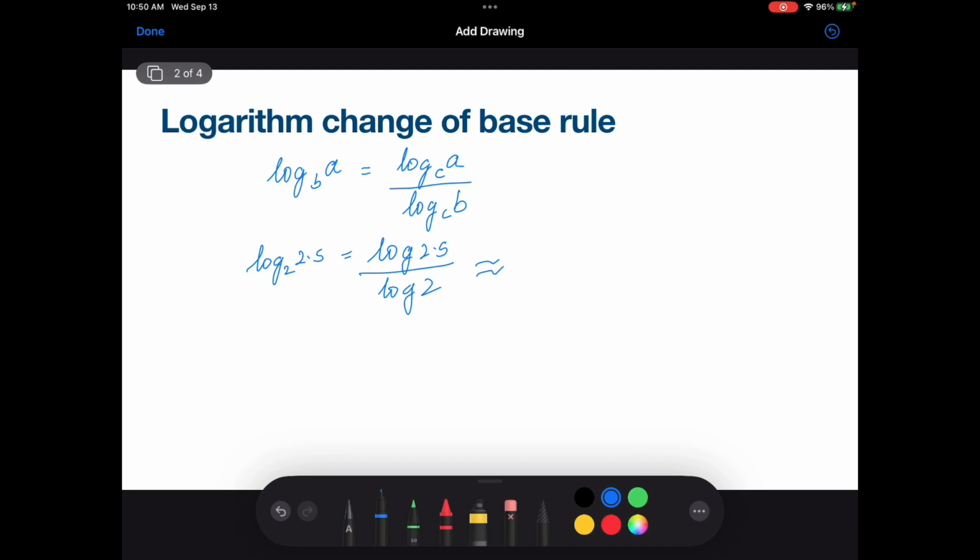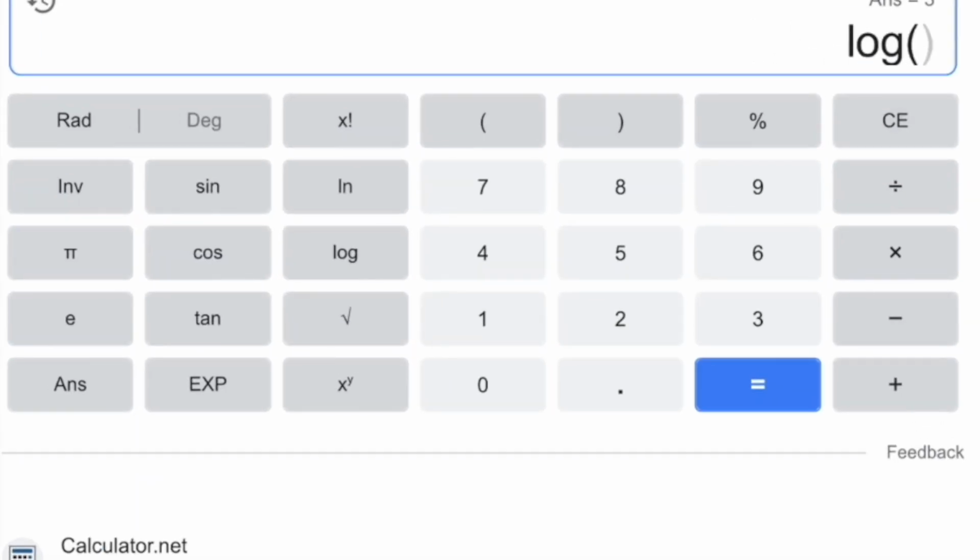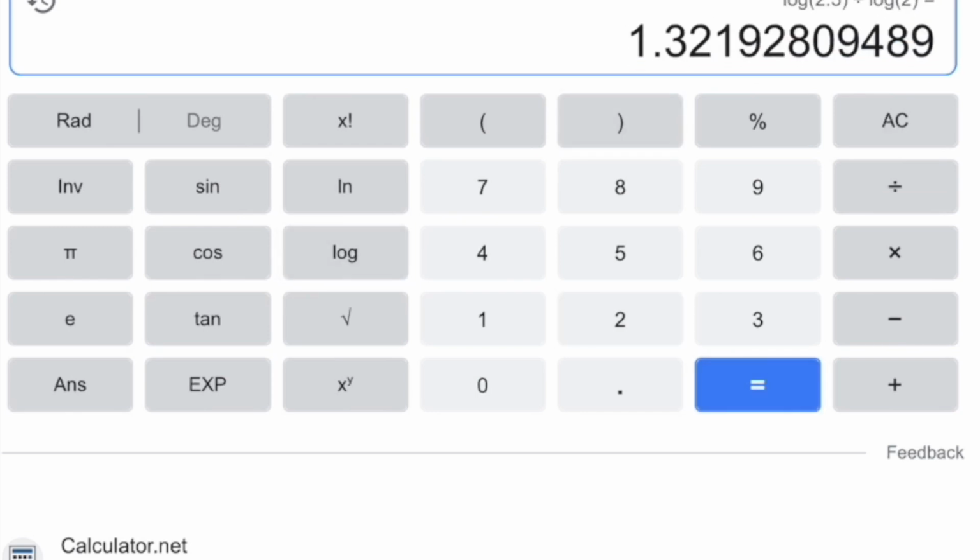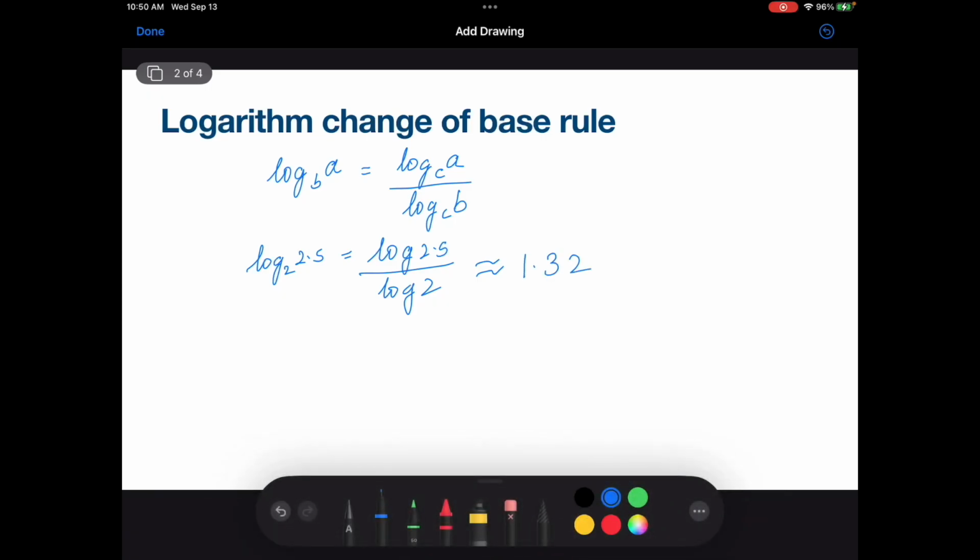So let's use a calculator to find this. We can write log 2.5 divided by log 2. So we get an answer of approximately 1.32. So how do we verify that the change of base rule is giving the right answer?